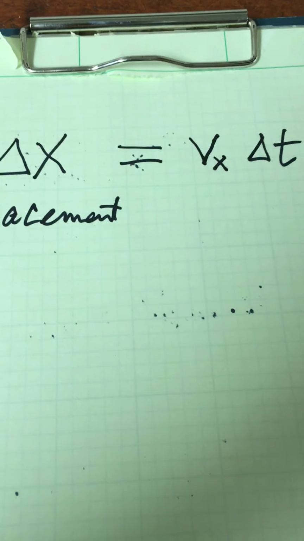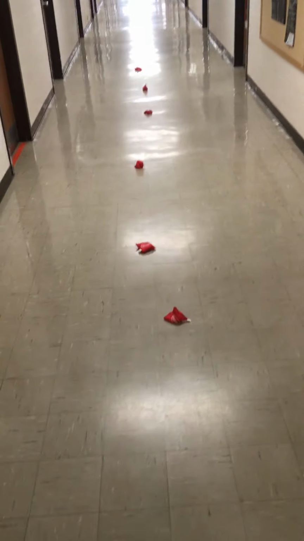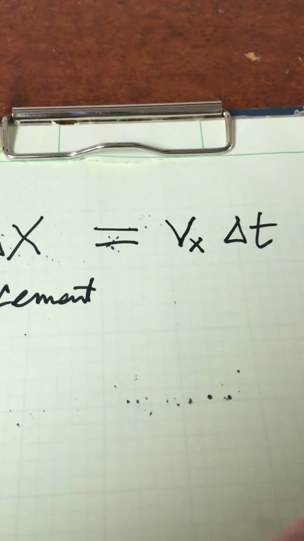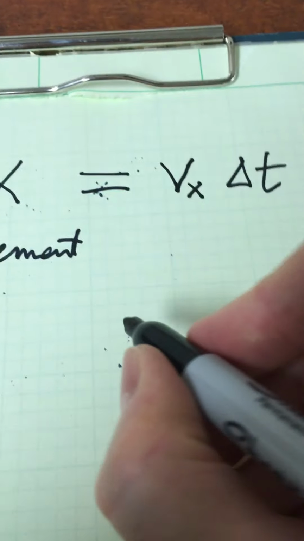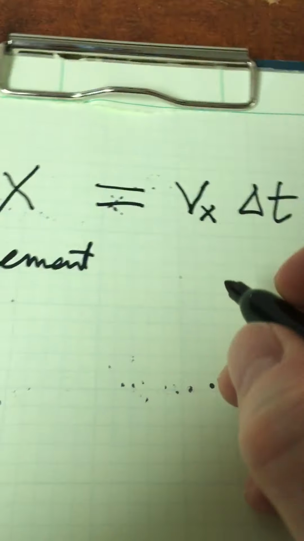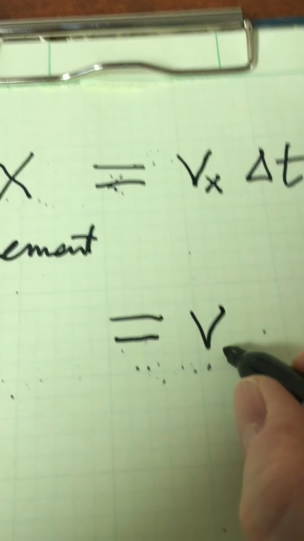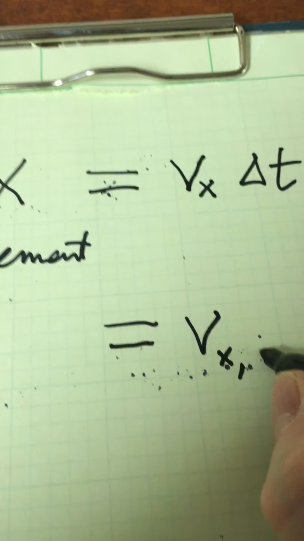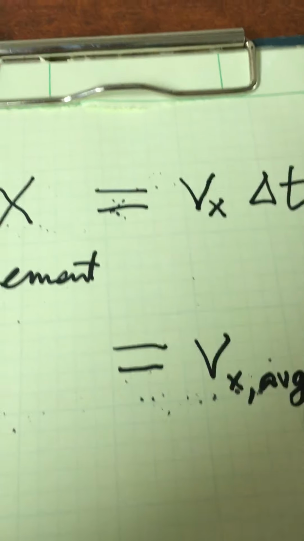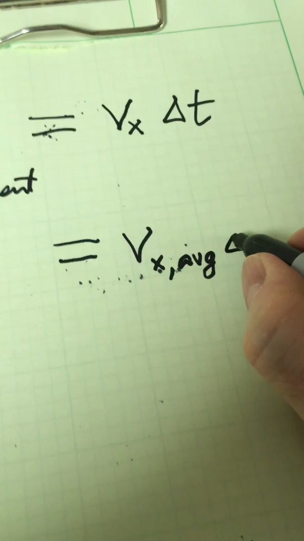And the second thing I'm going to do, you notice that I did not nail it. I did not get the distance between all of these the same. And so that suggests that even during the time interval of 1 second, this velocity is not perfectly constant. So I'm going to write this as Vx average delta t.